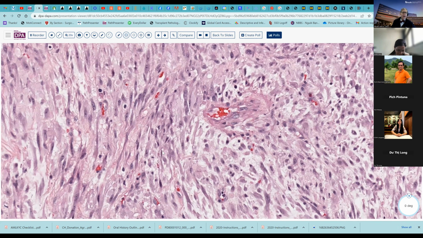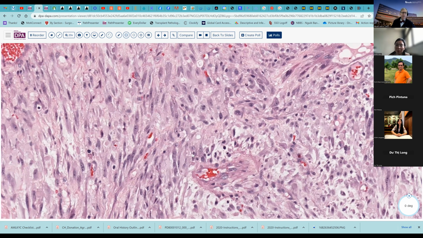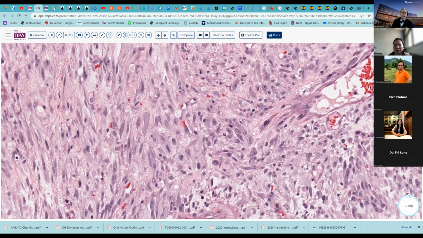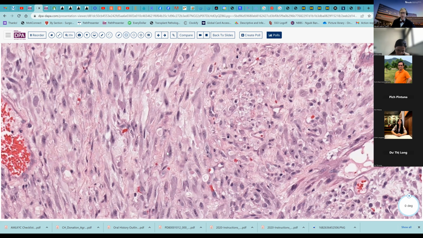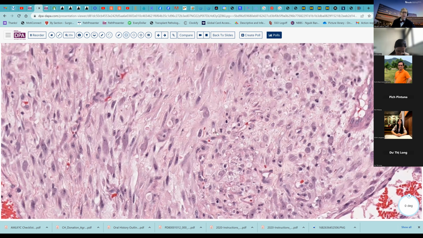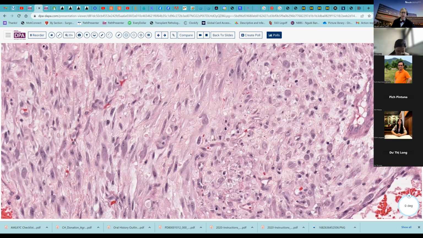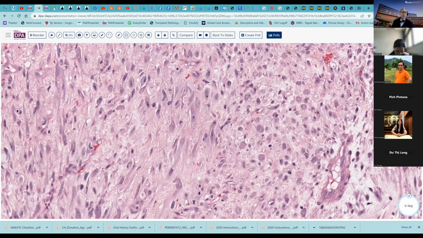But that's helpful, but again, not specific, whereas the ALK mutation can really be much more specific if it's present. If it's not present, you may still have the disease, but it may have a slightly different molecular signature. So you can see a few atypical cells here, and the nuclei are a little bit larger and so forth.